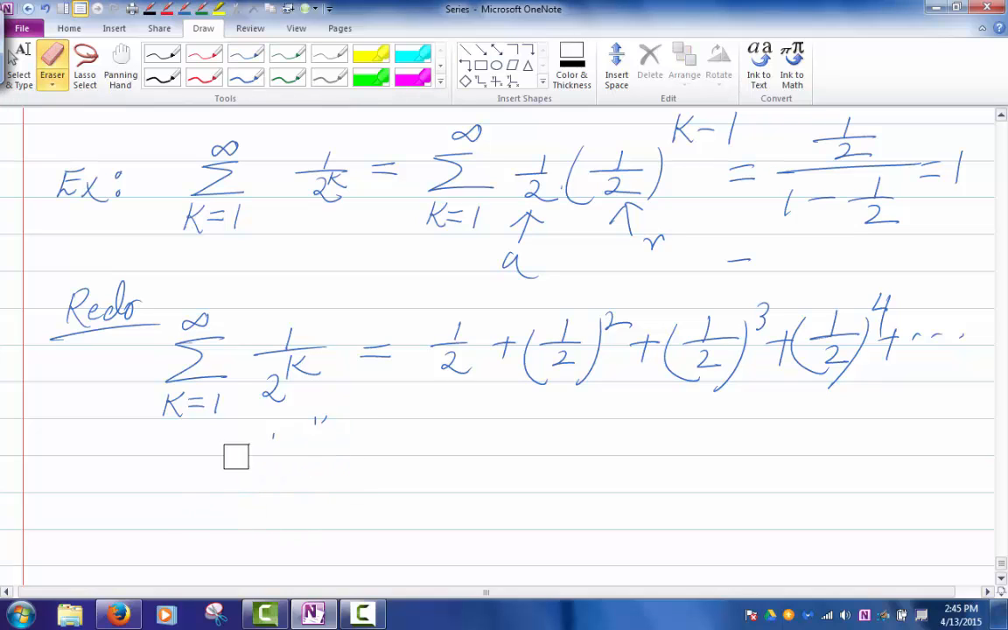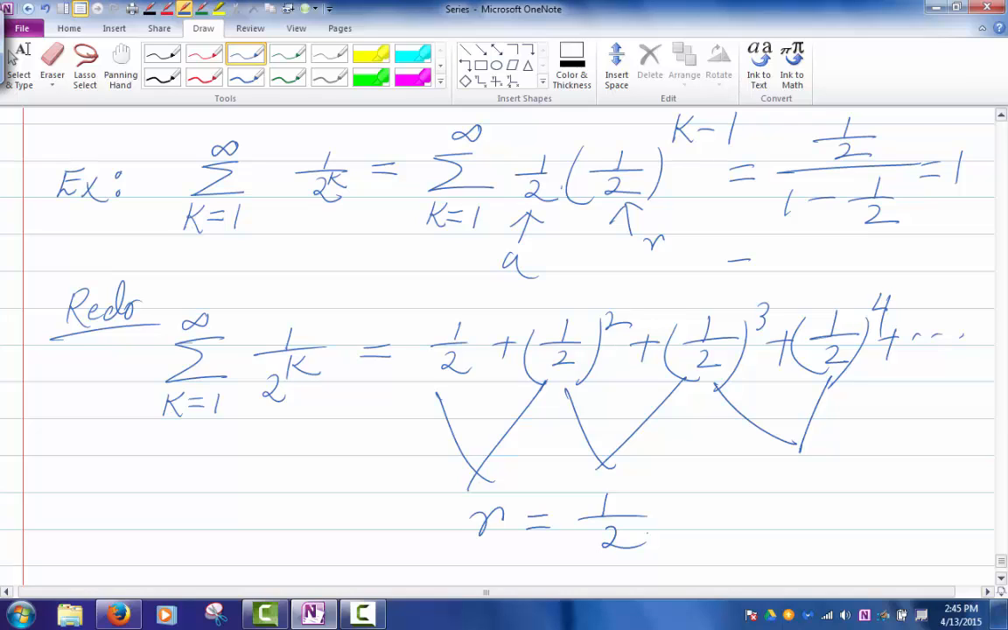Now you ask yourself, is that a geometric series? Well, how do you check? Look at the ratio of consecutive terms, look at the ratio of any term to its previous term, right? So look at the ratio of half to the 4 and half to the 3. What do you get? Half. If you look at the ratio of half to the 3 and half squared, you get a half. Same thing here, right? So the common ratio is half. So this is a geometric series.